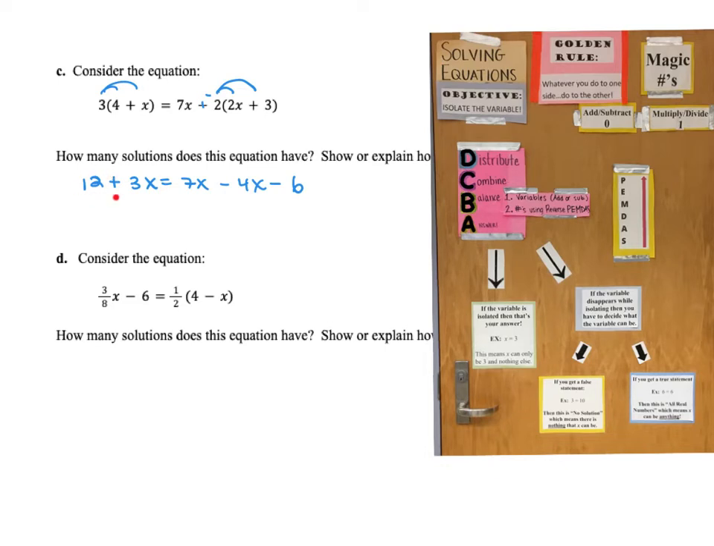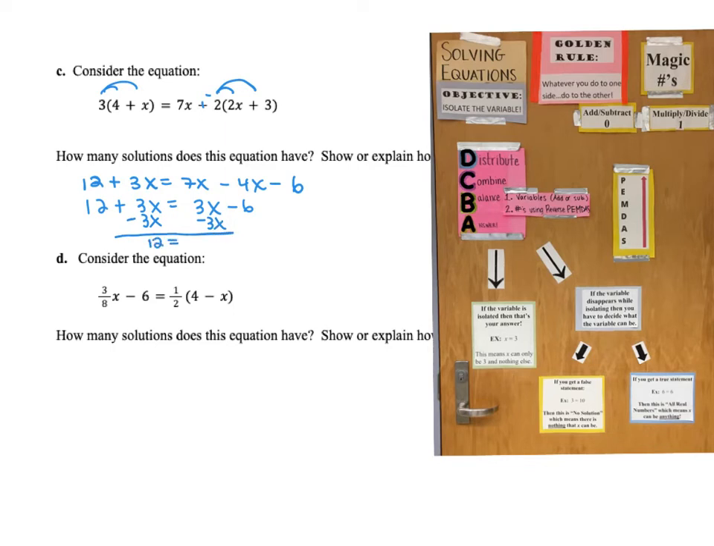And so on my left, I cannot combine 12 and 3x. Those aren't like terms, so I'm just going to bring that down. And then I can combine 7x minus 4x to get 3x minus 6. Now on this one, I can see that 3x's are on both sides of my equation, so when I minus them over, they're going to cancel. That means my variable is going to disappear, which means my answer is either going to be no solution or all real numbers. And so I can continue showing this, minus 3x from both sides.